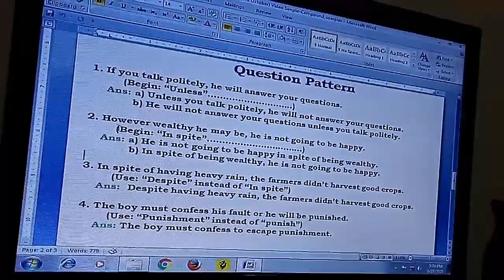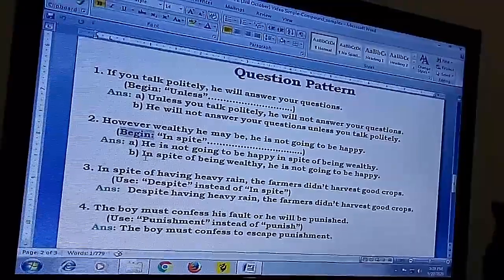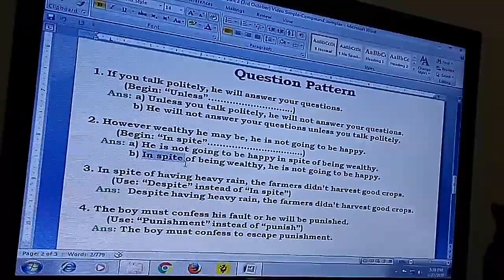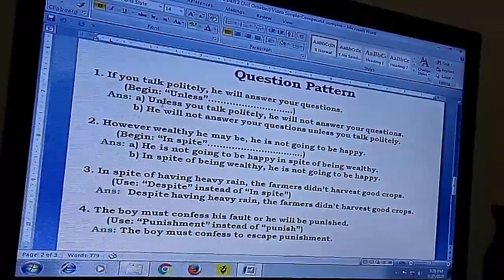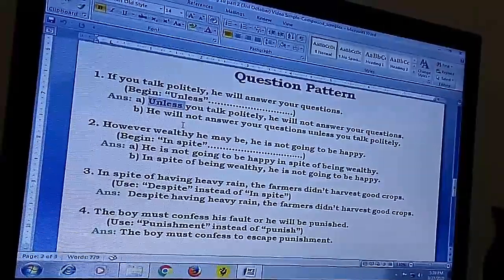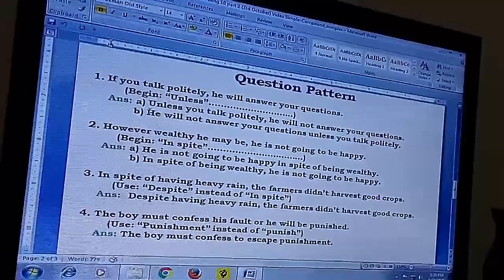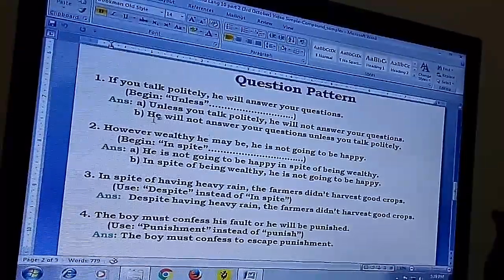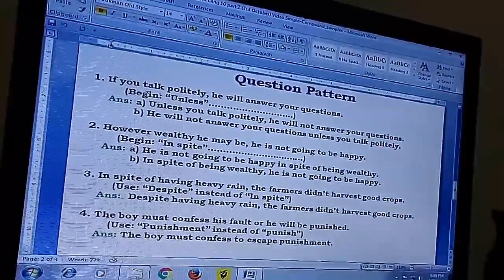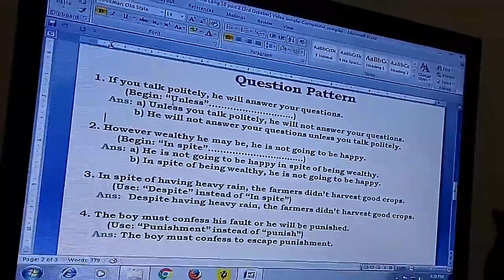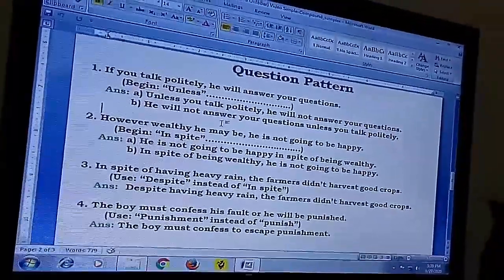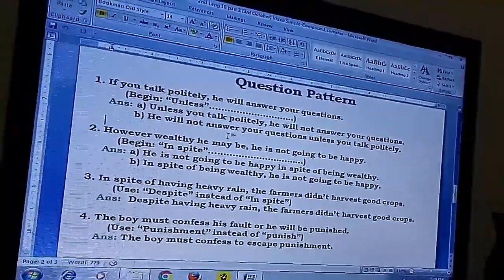The question is begin in spite. This is the answer number B. The question is begin unless. This is the answer number A. However, you can also use these two words in the middle of the sentences and the question will be just use. So two answers are possible. Will you write both the answers? No, you can write just only one.